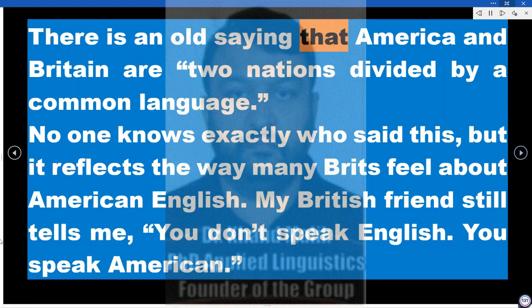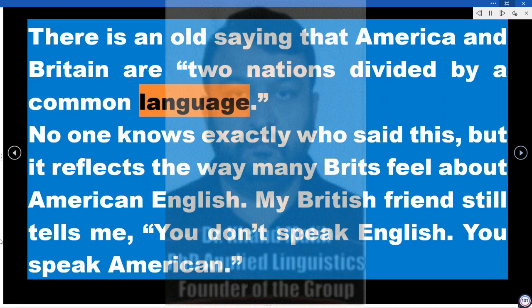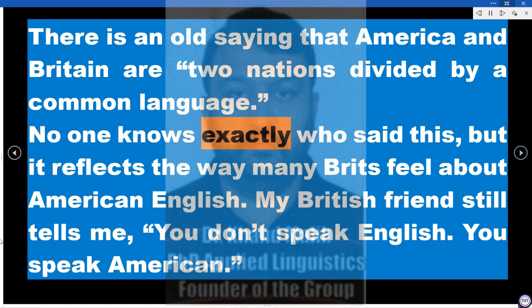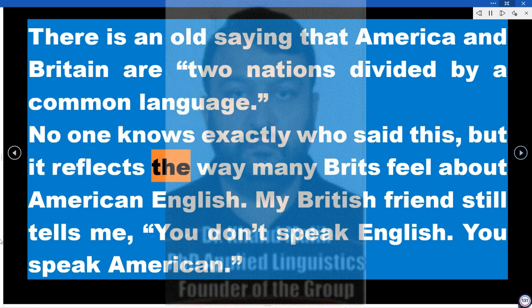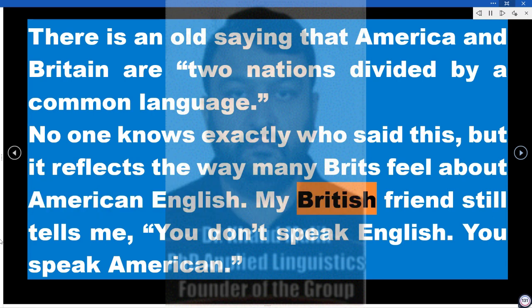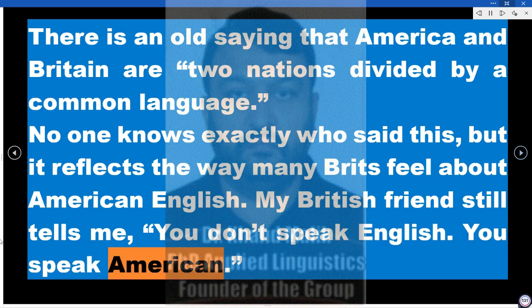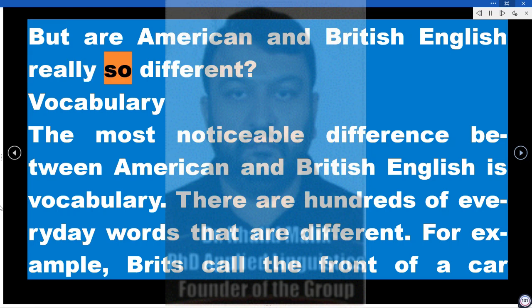There is an old saying that America and Britain are two nations divided by a common language. No one knows exactly who said this, but it reflects the way many Brits feel about American English. My British friend still tells me, "You don't speak English. You speak American." But are American and British English really so different?